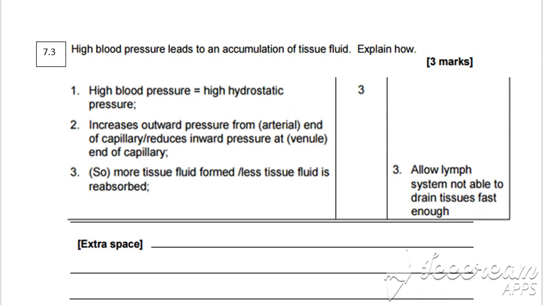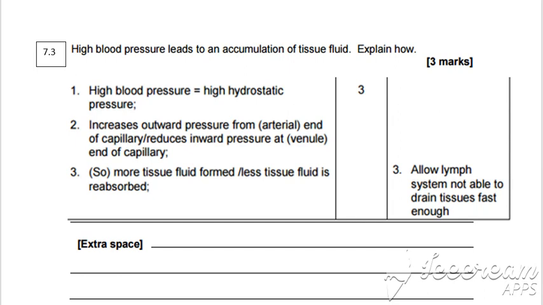7.3. High blood pressure leads to an accumulation of tissue fluid. Explain how. So if there is a high blood pressure, then this is going to equal a high hydrostatic pressure. If you have a high hydrostatic pressure, then you've got an increased outward pressure at the arterial end of the capillary. So it means that you've got a higher hydrostatic pressure, which is going to force the tissue fluid out.